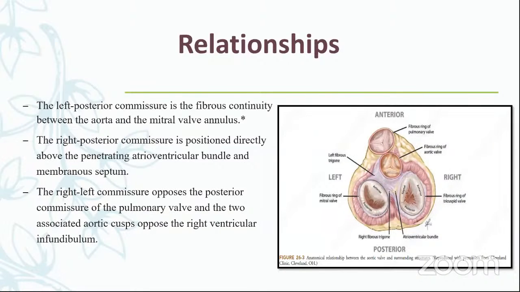procedure. The right posterior commissure is positioned directly above the conduction system and the membranous septum. The right left commissure opposes the posterior commissure of the pulmonary valve, and the 2 associated aortic cusps oppose the right ventricular infundibulum.